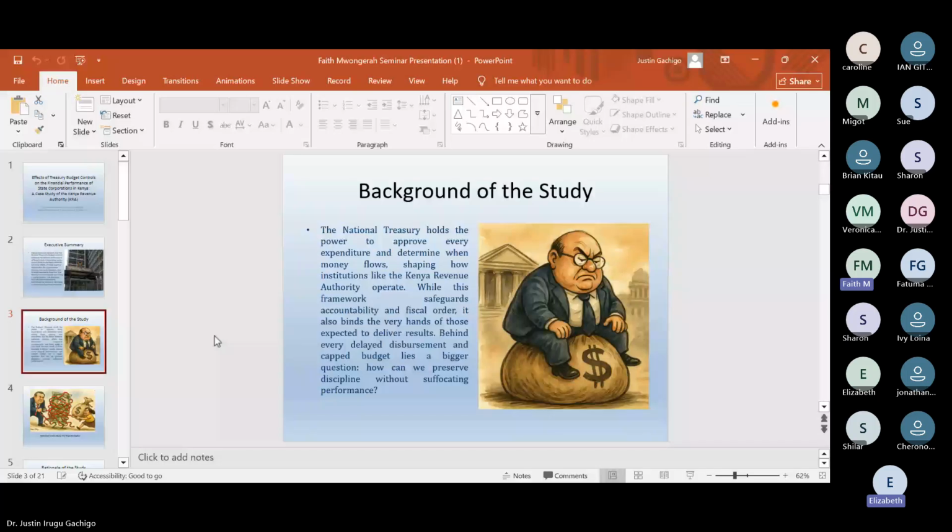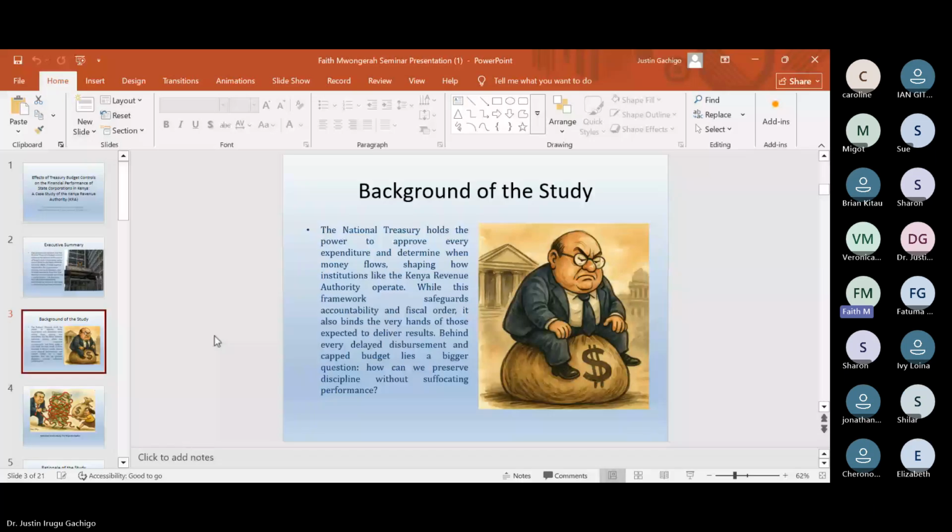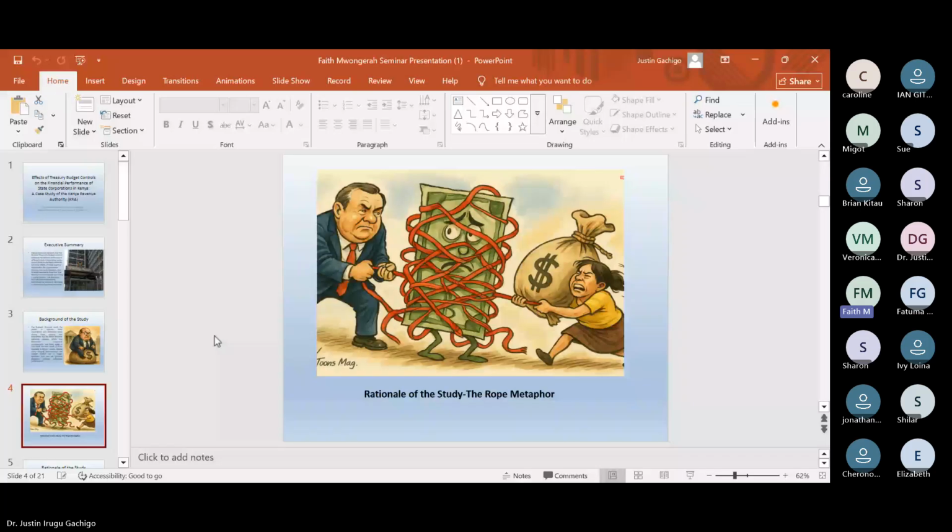And so on slide 4, the rationale of my study, I gave it this rope metaphor that shows on one hand Treasury pulling on one side and the state corporations pulling on the other side. So for me, my study and my research is on the tension of this rope, on how Treasury, through the various controls, can exercise their controls but still give some autonomy or some freedom to state corporations.